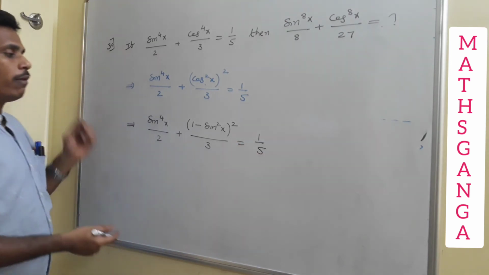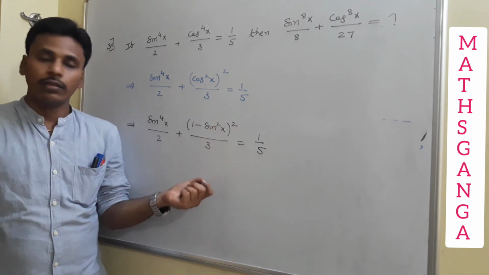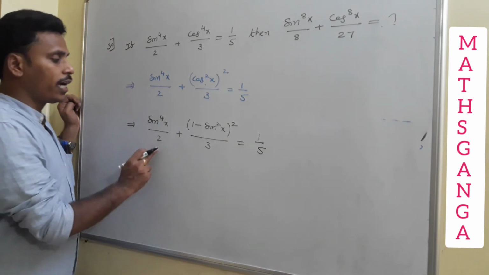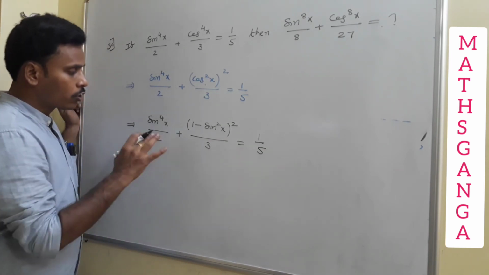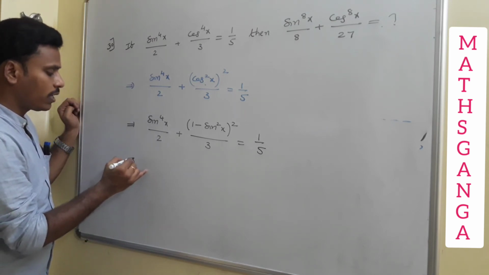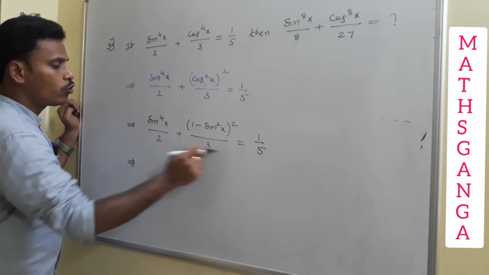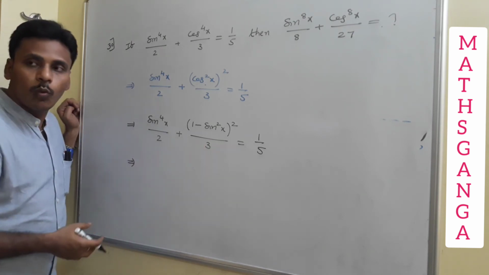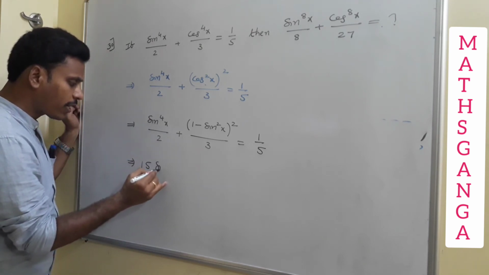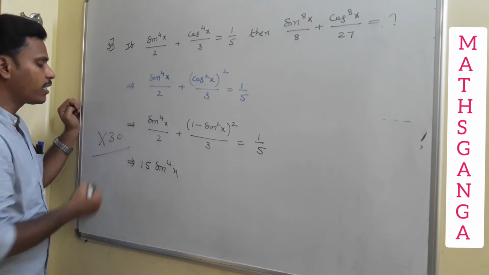How to simplify this (1 minus sin square x) whole square? You need to apply the square here: 1 plus sin power 4x minus 2 sin square x, and here it is 2 and 3, and there it is 5. So you need to simplify it. Multiply everything with its LCM. What is the LCM of 2, 3 and 5? It is 30. So I am just multiplying everything with 30, the LCM of the denominators.